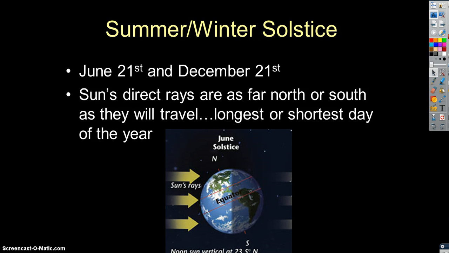All right, so the solstices, you've actually already seen them. Where I told you that it was summer and winter for us, those were the solstices. Now, by definition, solstices are when the direct rays are as far north or south as they're going to go. Those 2 days happen to be June 21st and December 21st, and it could be a day or so off. Sometimes it's the 22nd. But they mark our first day of summer and our first day of winter.